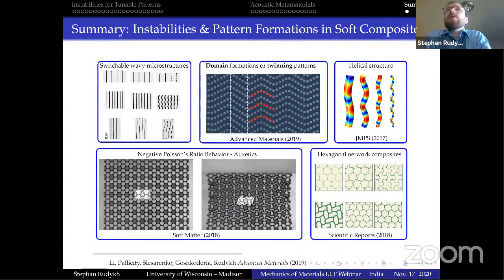In some systems, it happens that you actually have secondary instabilities. For example, for this hexagonal network composites, we detected some of these. But for this domain, let's call it, domain of twinning patterns, when the material becomes unstable, initially some form that would remind more of a wavy pattern starts to form, but then it evolves into these domain patterns without becoming unstable again.